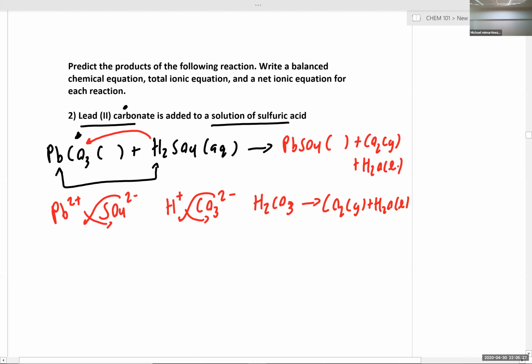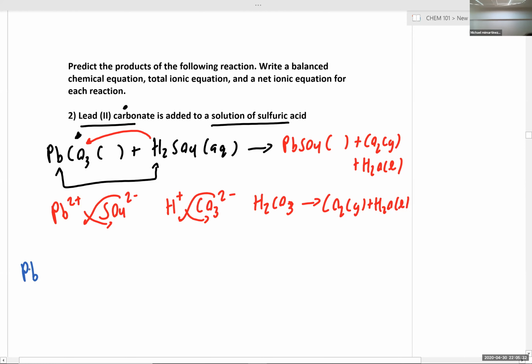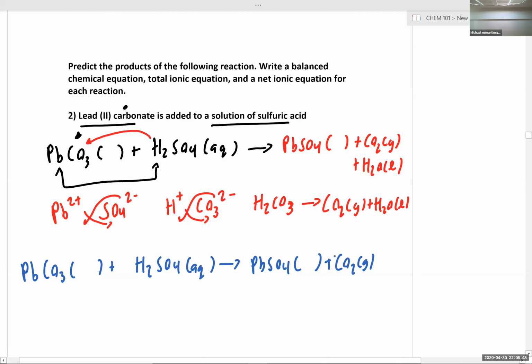Okay, so now that we have our rough equation outline, let's check to see if we need to balance this chemical equation. Also, while we're here, we'll put some state symbols in because we need those. Okay. So, given the following equation, is this equation balanced? Do we have the same number of atoms of each element on each side?